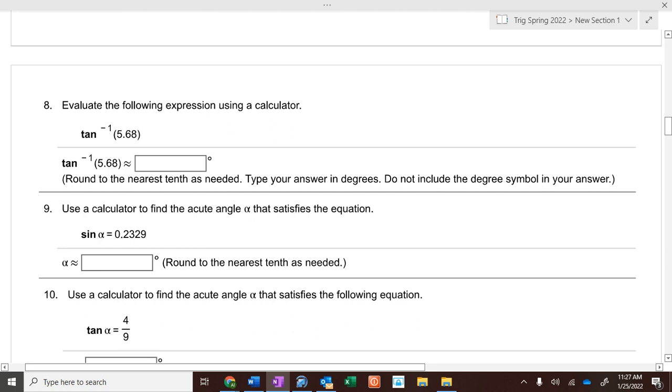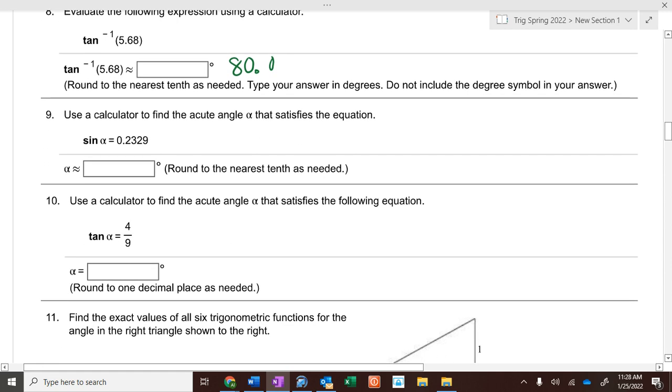The inverse tangent of 5.68. How many degrees is that? 80.0? Sounds good to me. If the sine of alpha is 0.2329, what would you punch on your calculator? You would hit second sine, 0.2329. Inverse sine of 0.2329. What do you get? 13.5. Okay.